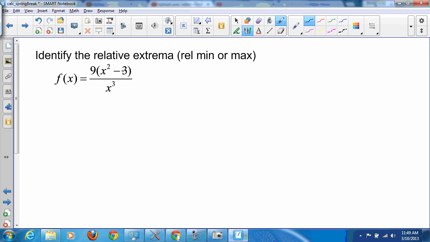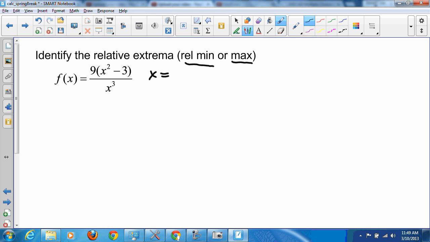Okay, let's take a look at this problem. They want us to identify the relative extrema, so that means we're looking for a minimum or a maximum of this function here, 9 times x squared minus 3 over x cubed. Well, we notice that x can't equal 0 in this problem, so maybe that's helpful or not.